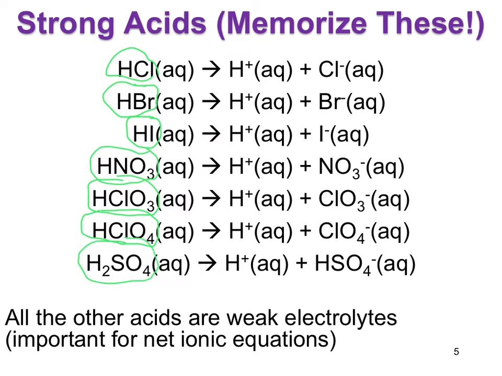Sulfuric acid is a diprotic acid. The first hydrogen ion released is 100% dissociated, making the first hydrogen ion the strong acid. The second hydrogen is only partially dissociated and is considered a weak acid.